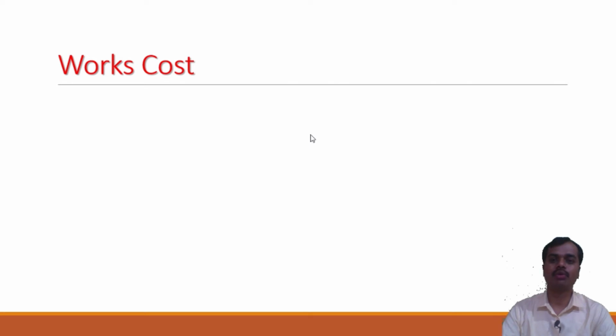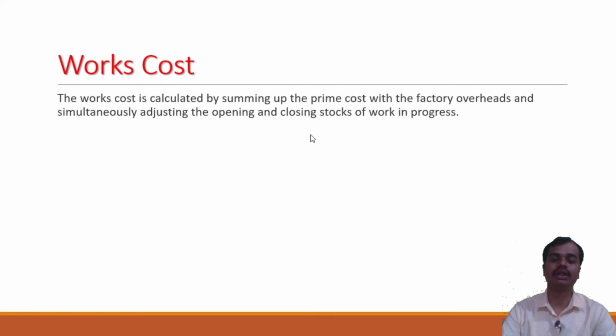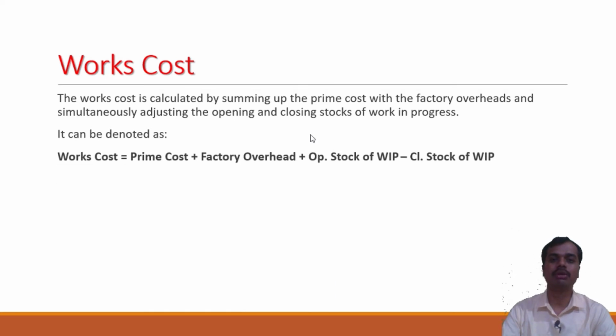Next concept is works cost. Works cost is also called factory cost. The works cost is calculated by summing up the prime cost with the factory overheads and simultaneously adjusting the opening and closing stock of work in progress. It can be denoted as: works cost is equal to prime cost plus factory overhead plus opening stock of work in progress minus closing stock of work in progress.